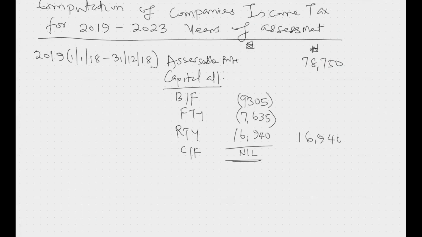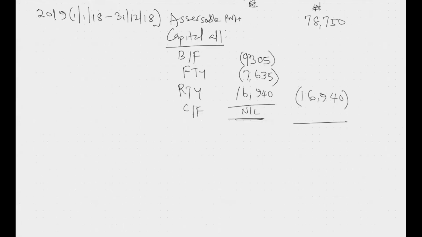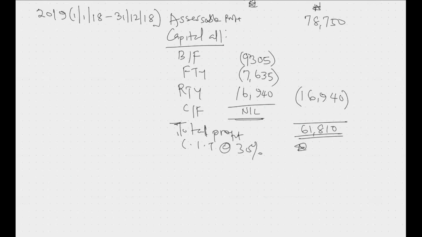Total profit. How much is the total profit? 61,810. Company income tax is 30% of that. Tertiary education tax at 3% of accessible profit.